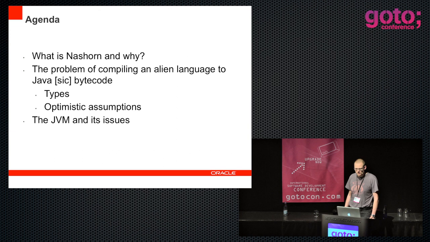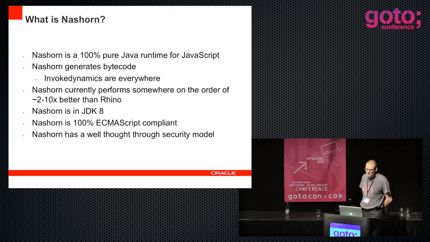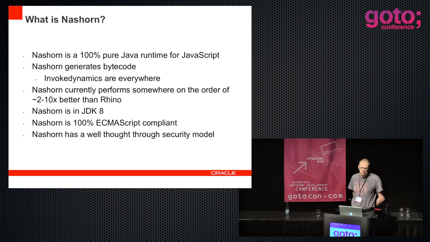So this is not a presentation about Nashorn in depth, which is why I introduce it a little bit for those of you who haven't heard about it. It's a 100% pure Java runtime for JavaScript, just like Rhino used to be, or like Rhino is. And we implement JavaScript by generating bytecodes for the virtual machine. But the difference between us and Rhino is that we use invokedynamics everywhere for getters and setters and calls and everything that basically can change in a dynamic language runtime the way it was intended.